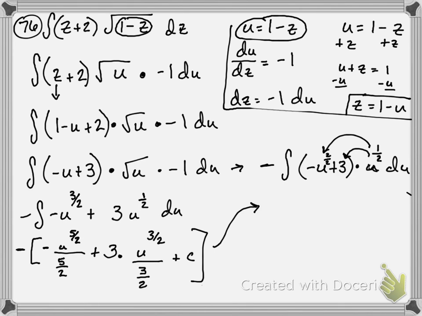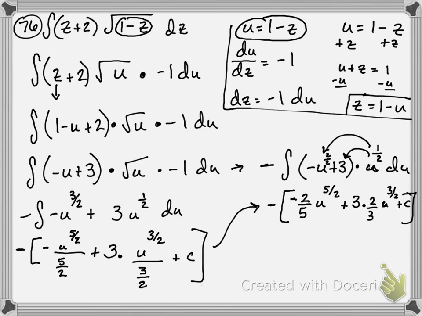You got your negative outside everything. You flip the 5/2 up, so it's negative 2 over 5 u to the 5/2, plus 3 times, I got to flip my fraction up, so 2/3 u to the 3/2, plus my C. Don't forget that. So now, everything's good.